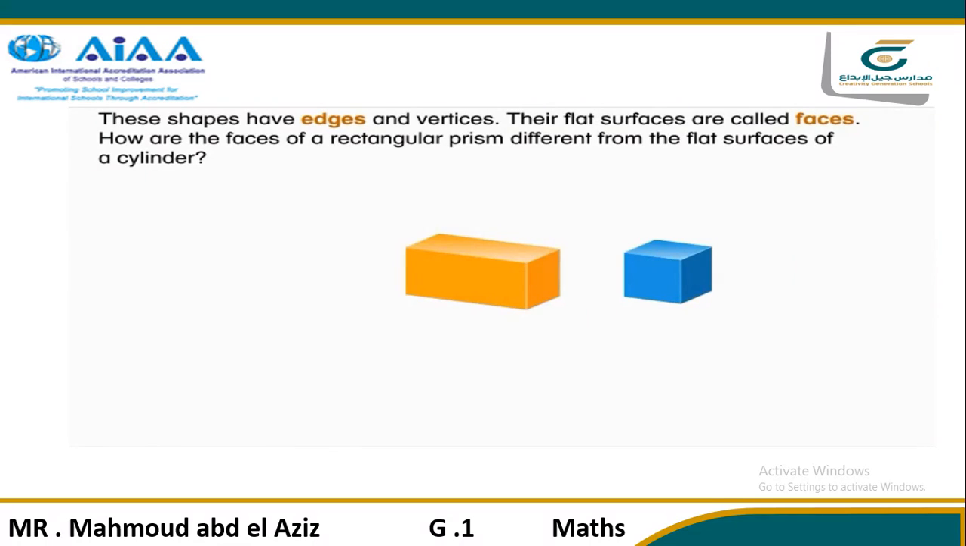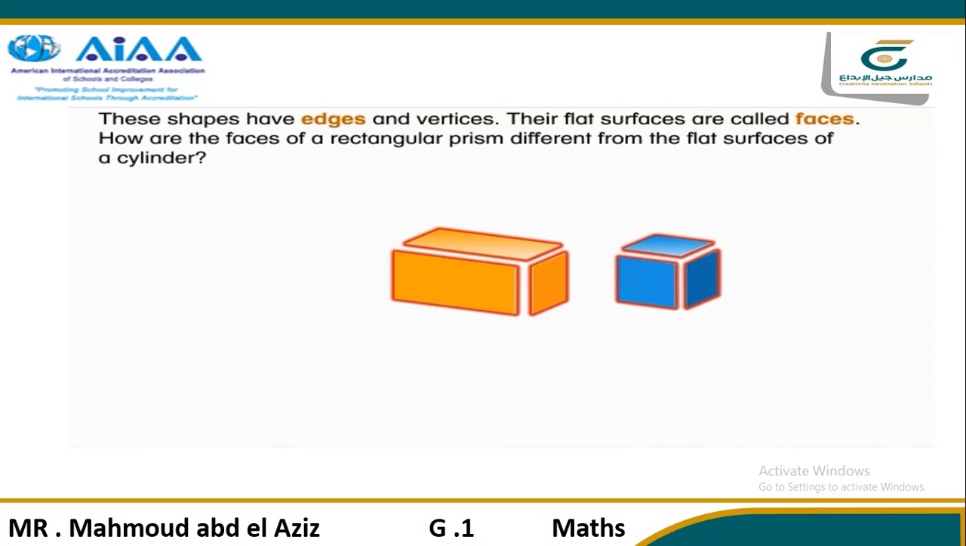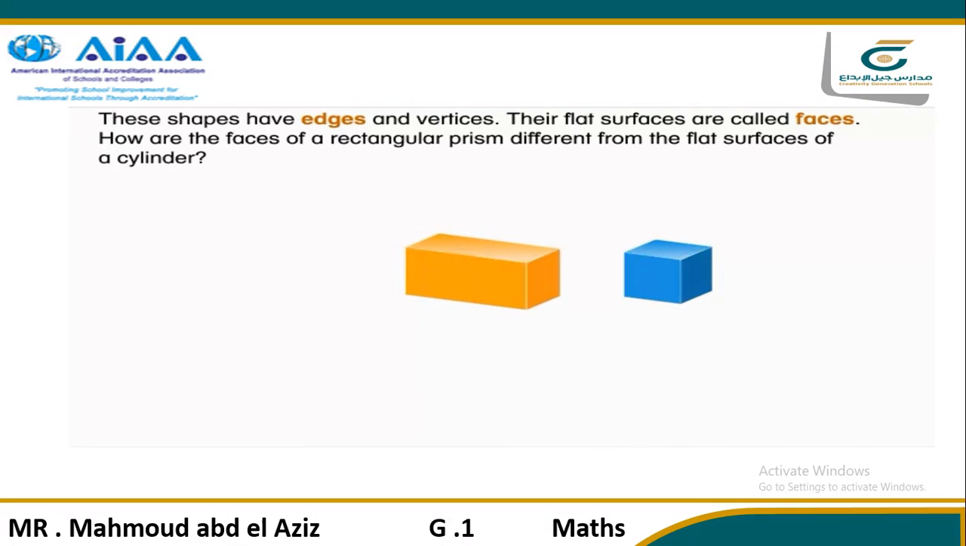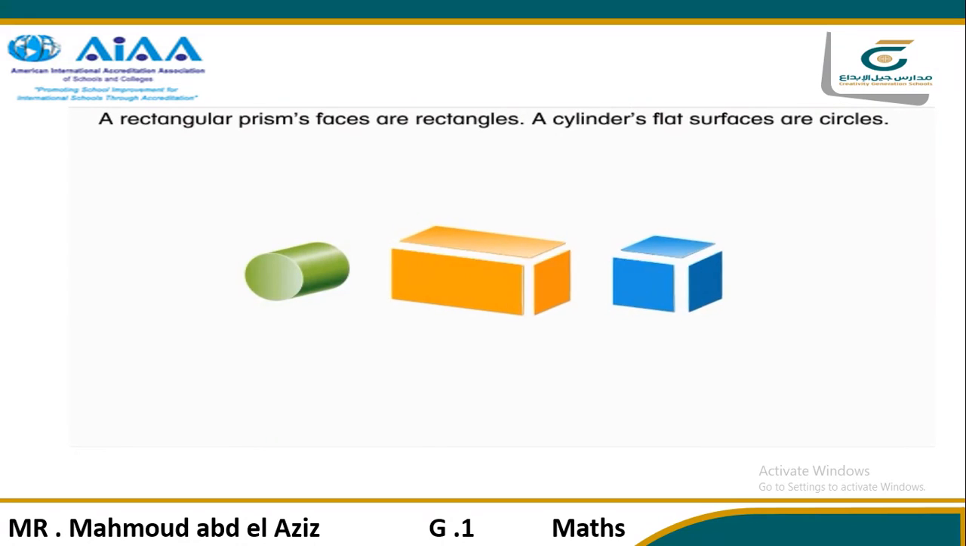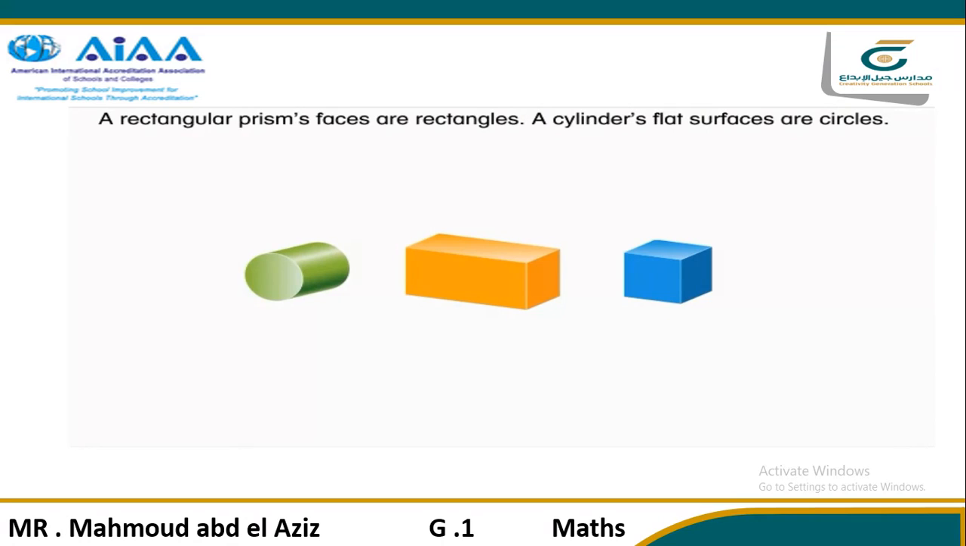These shapes have edges and vertices. Their flat surfaces are called faces. How are the faces of a rectangular prism different from the flat surfaces of a cylinder? A rectangular prism's faces are rectangles. A cylinder's flat surfaces are circles.